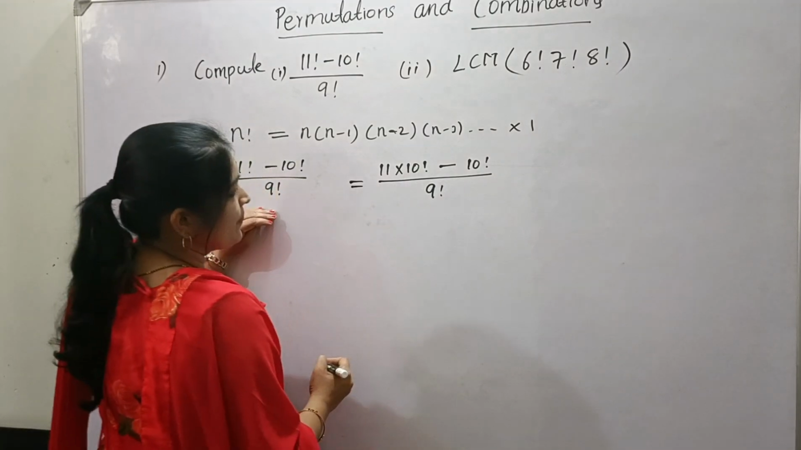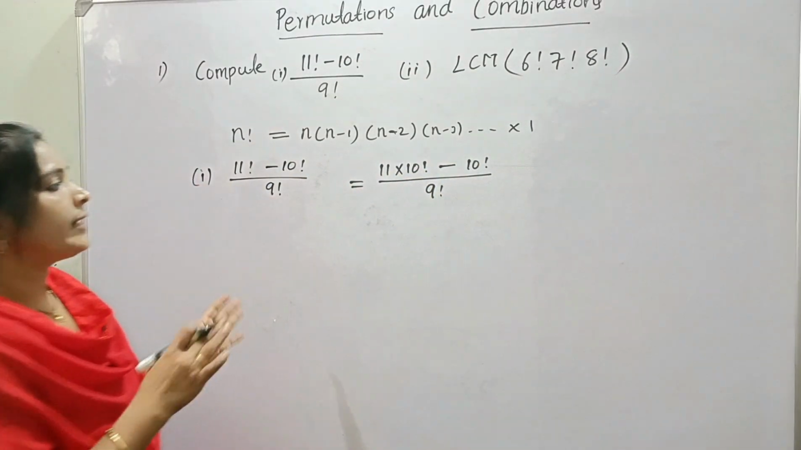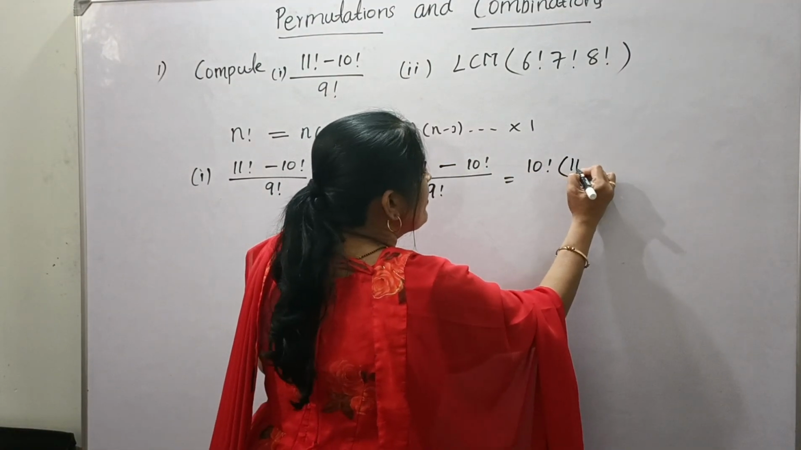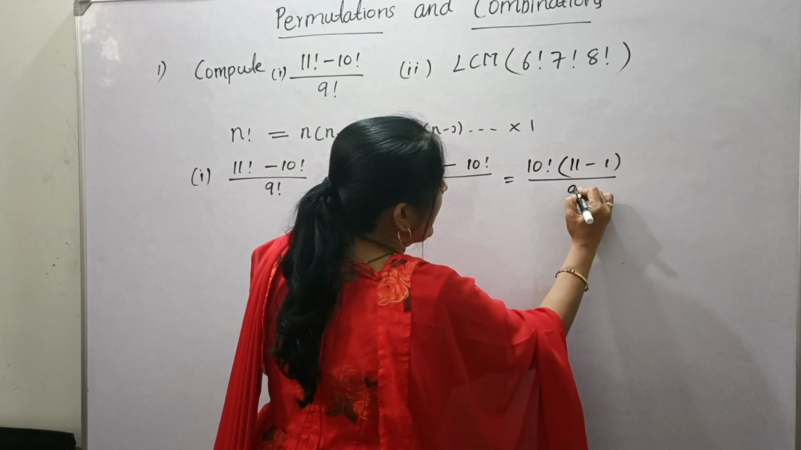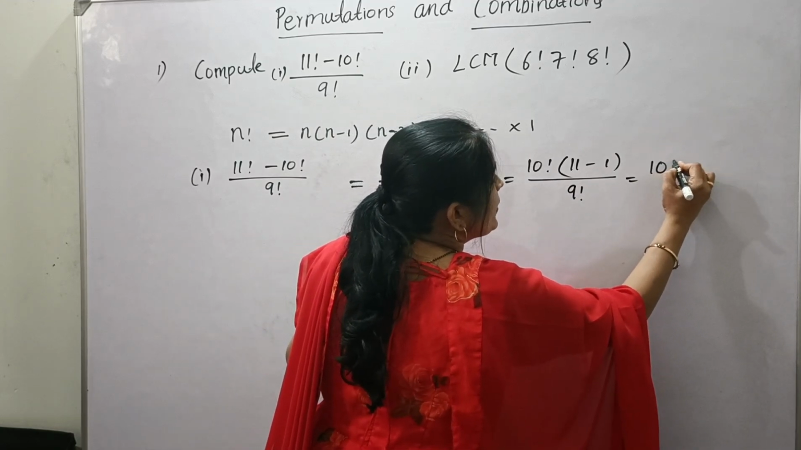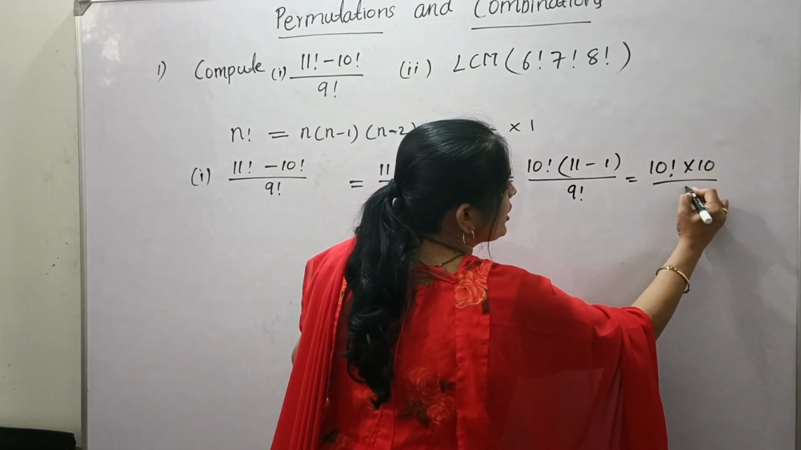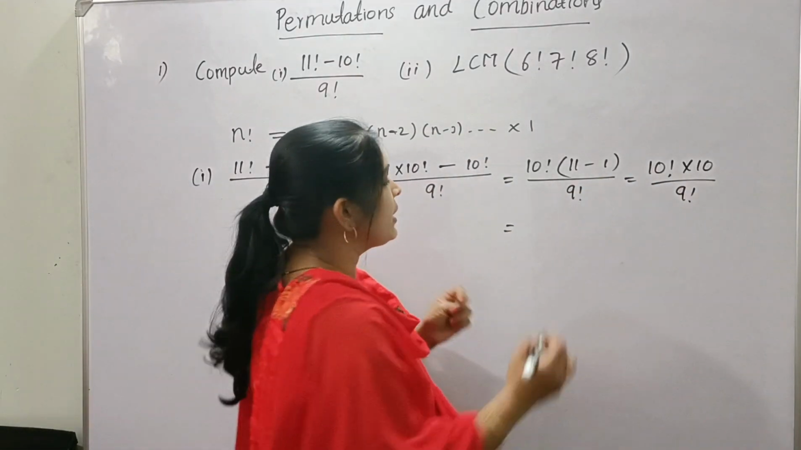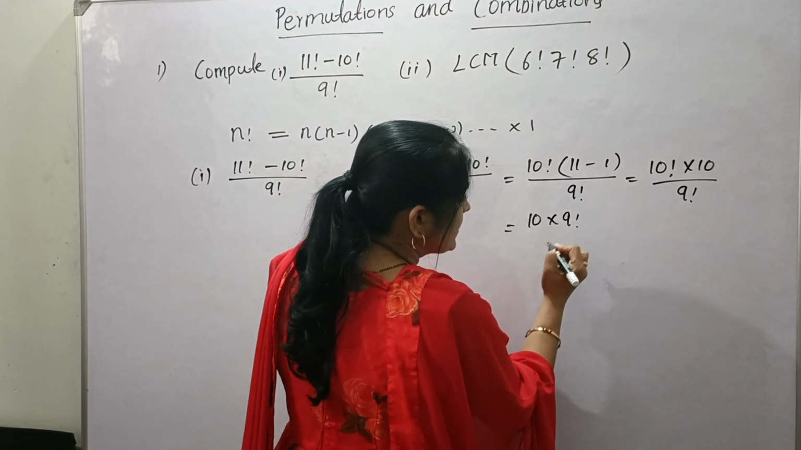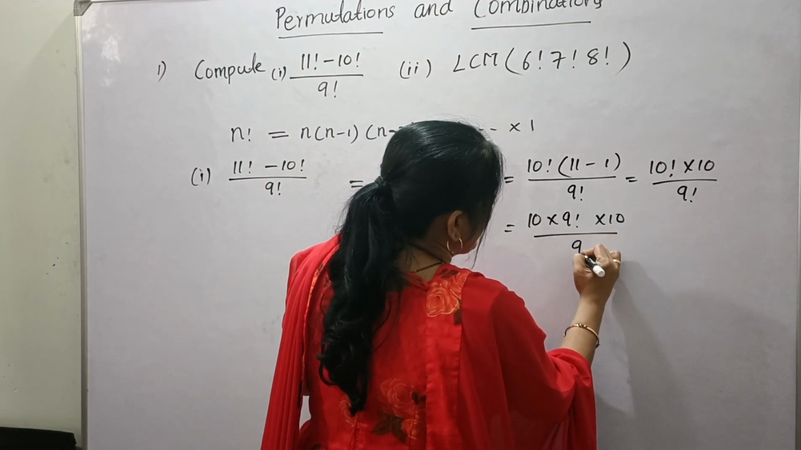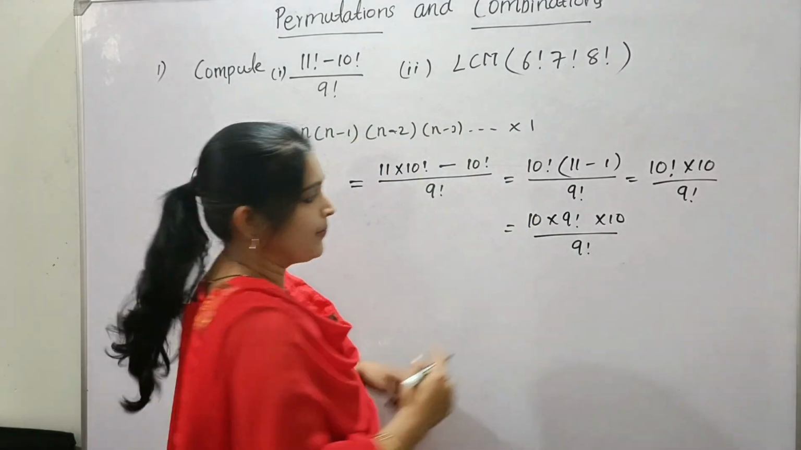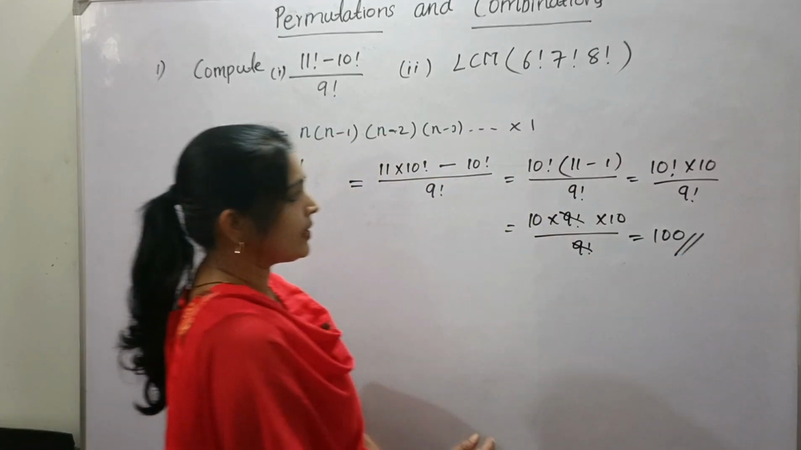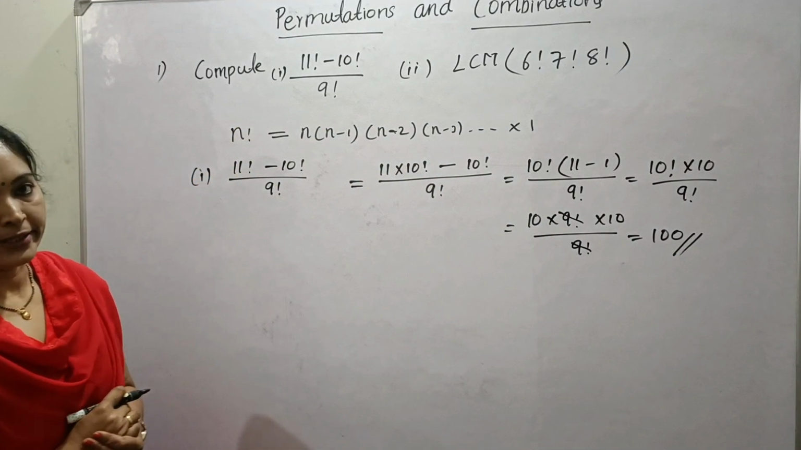Okay. So 9 factorial. Here in the numerator 10 factorial is common, right? So let us take it out. 10 factorial into 11 minus 1 divided by 9 factorial. That is nothing but 10 factorial into 10 divided by 9 factorial. That is equal to, 10 factorial can be written as 10 into 9 factorial, into 10 divided by 9 factorial. So this 9 factorial will be cancelled. So remaining 10 into 10, that is 100. Therefore, its value is 100.